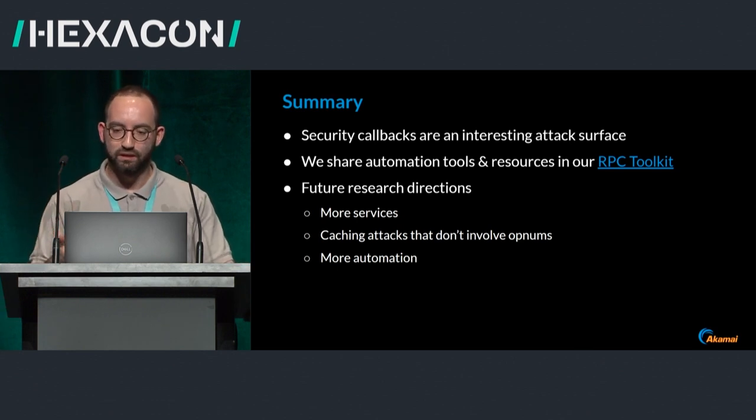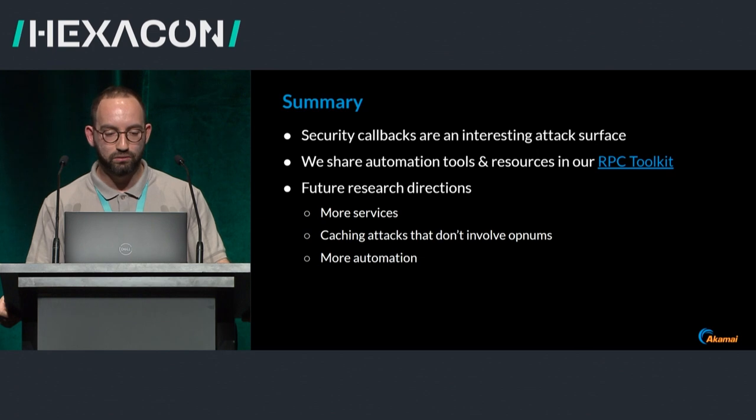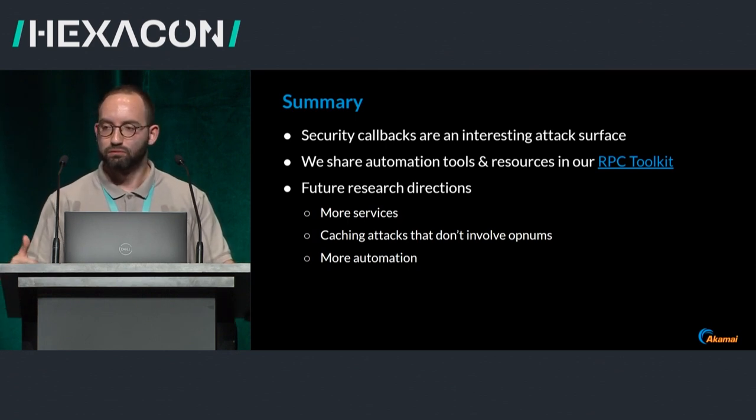We've shared our methodology in this talk, but we also shared it in our RPC toolkit in case anyone wants to take this research further. In terms of future directions, first is looking at more RPC servers and services, since we've covered maybe three or four in our research, but there are more than 100 RPC servers that still might be vulnerable to something. We also want to develop caching effects that don't involve opnum checks, since those are much rarer than the rest. And lastly, we want more automation, because right now our toolkit and scraper just finds servers that have a security callback and default caching behavior. But it shouldn't be that much harder to add more automation that analyzes the security callback automatically, for example, or even some sort of fuzzing on queries themselves.